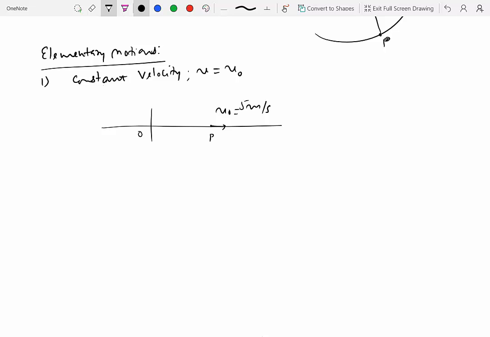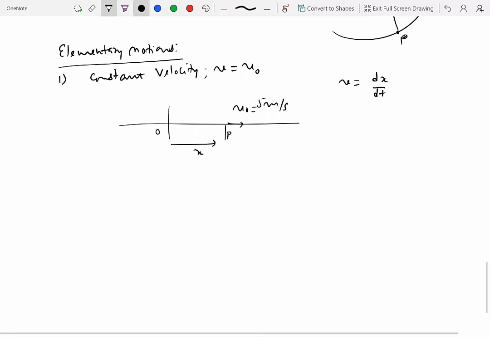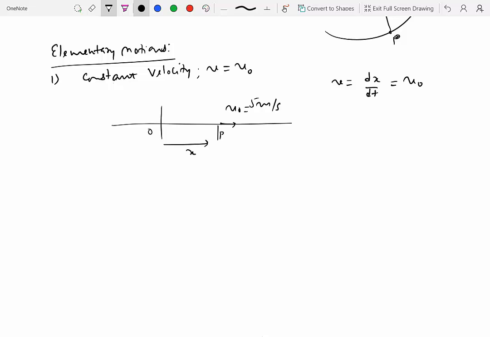Clearly, acceleration is going to be 0 in this case, because acceleration is defined as a rate of change of velocity, and velocity is constant, so acceleration has to be 0, right? And it's a straight line path, so there is no change in direction either. The magnitude is the same, and the direction is the same, so acceleration is 0. So the relationship is very simple. We know that v is equal to dx over dt, where x is the position of the particle p from O, and that is equal to v0, a constant.